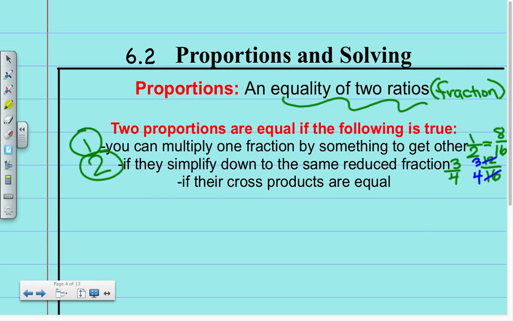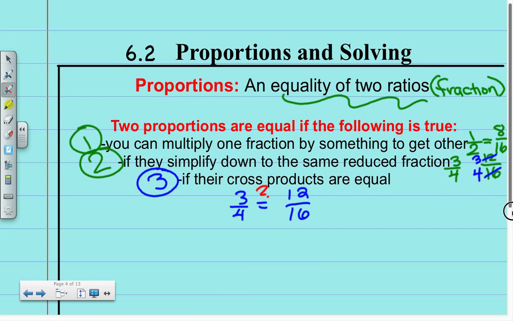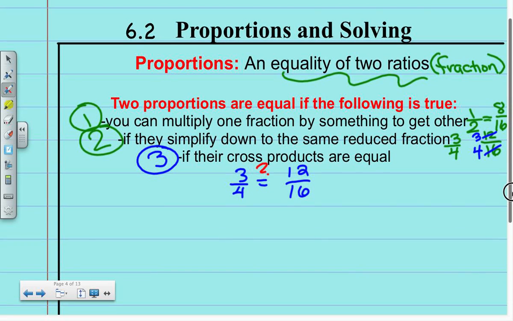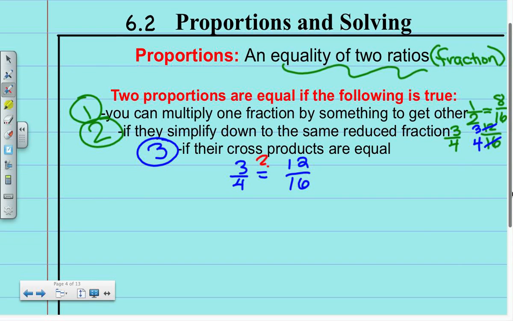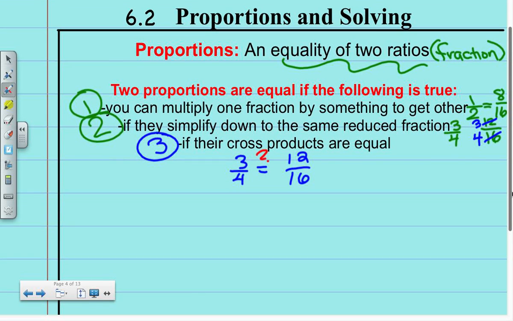And the third strategy is the strategy we're going to use the most as 7th graders, and that's if their cross products are equal. I'm going to deal with my 3/4 and my 12/16. And I'm asking myself, does 3/4 equal 12/16? So a cross product is defined as multiplying the diagonals. So when I say cross product, that means that I'm going to multiply diagonals.